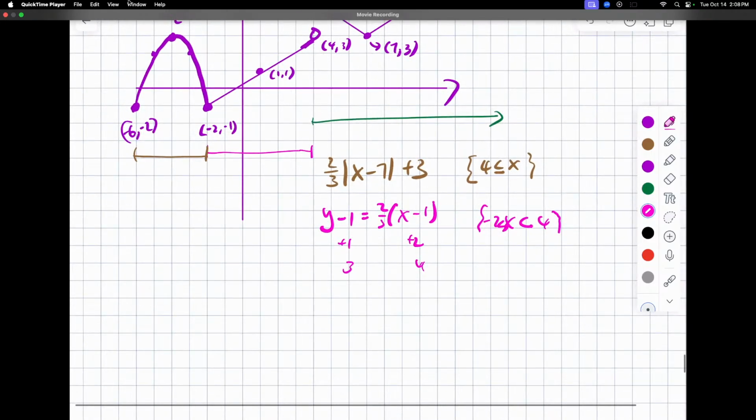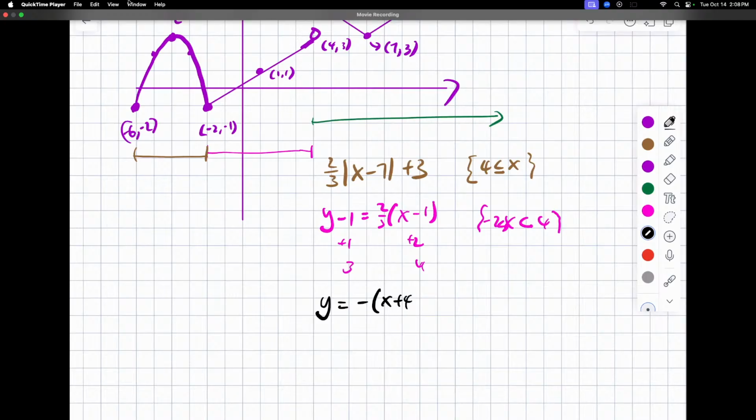The last one, I'm going to do y is equal to negative times x plus 4 squared plus 3. And that's going to be between -6 less than or equal to x less than -2. And there you go. This is my equation.